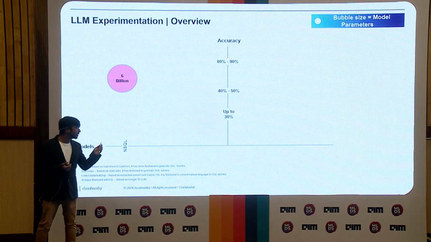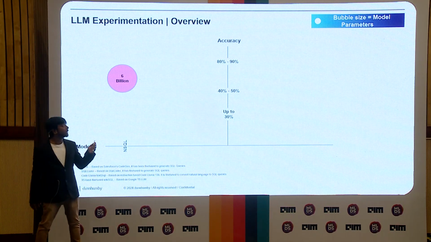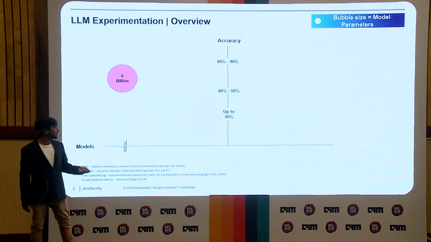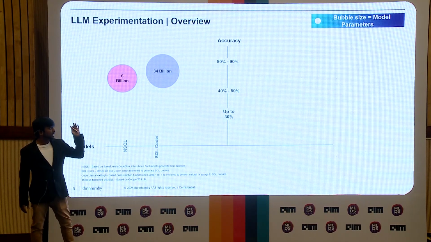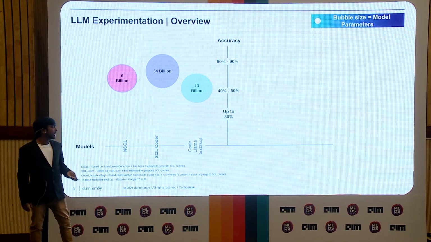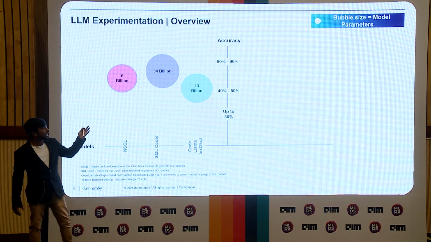Let's discuss some of the relatively larger models. First, we have NSQL. It is a 6 billion parameter model, which, as you can see, is around 60% accurate. We have SQLCoder, which is slightly larger, 34 billion parameters. It's around 70% accurate. And finally, we have text-to-SQL, which is fine-tuned on Code Llama. This is a 13 million parameter model, which is around 55% accurate.